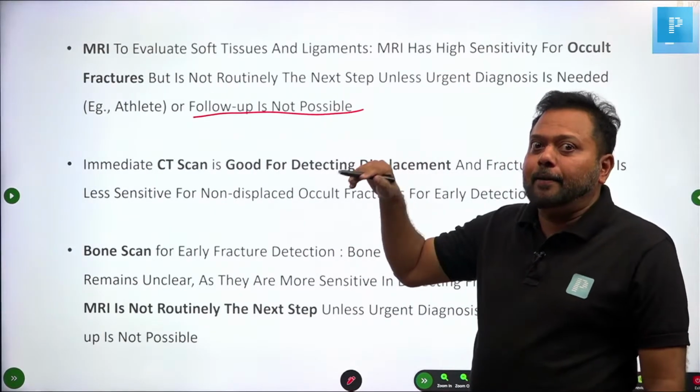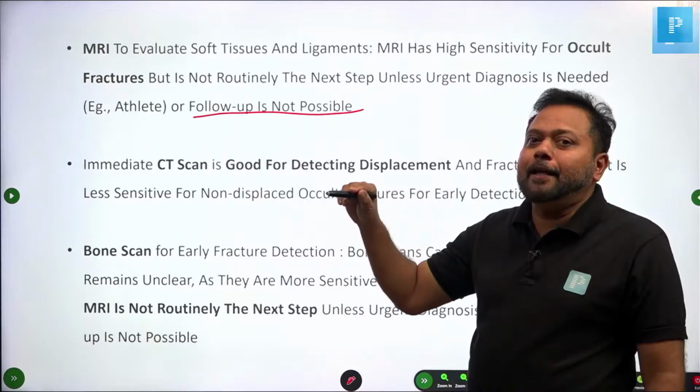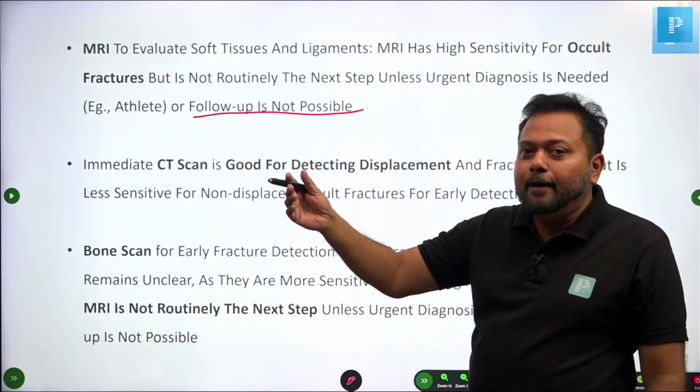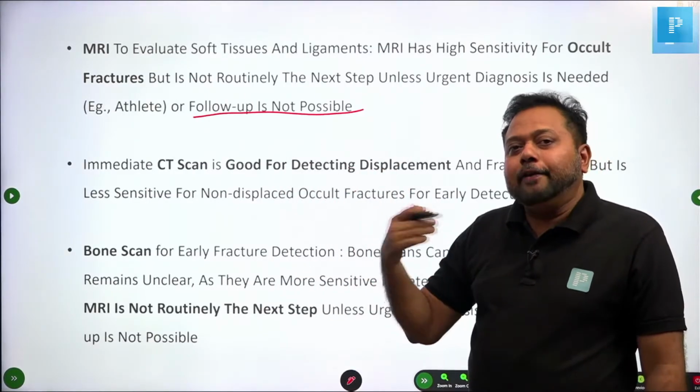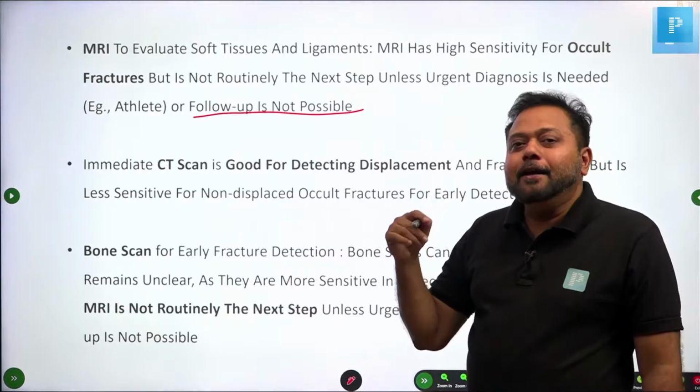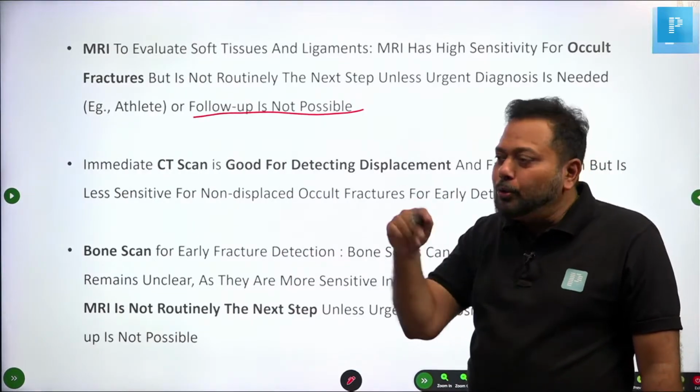That is why they are framing this question. This is a very slippery area. Many students may take MRI, and in our setup, our exam is not an exam of selection. It is an exam of elimination. How to eliminate you.